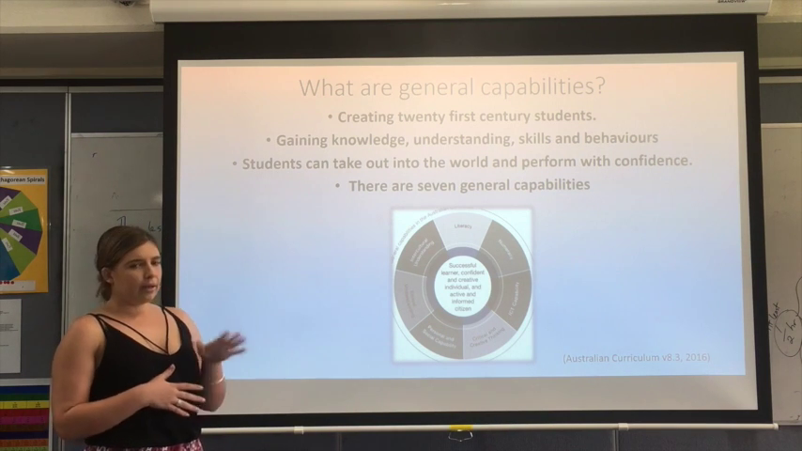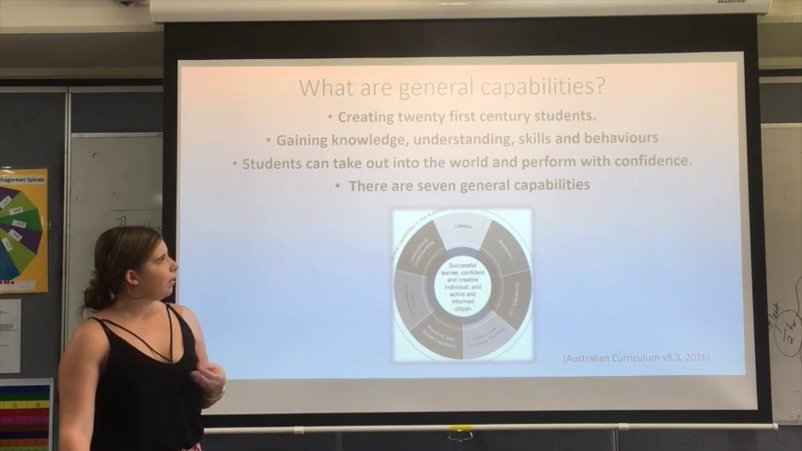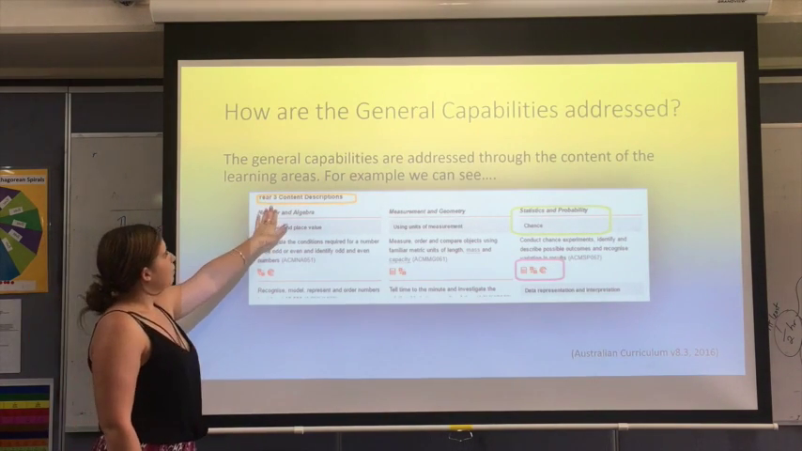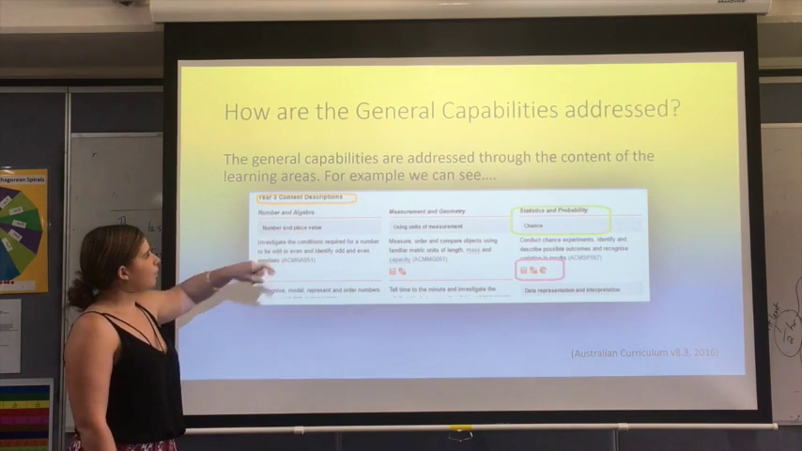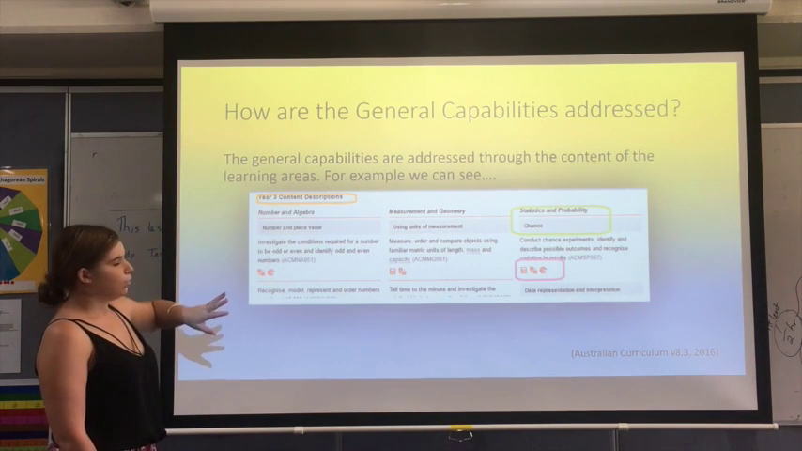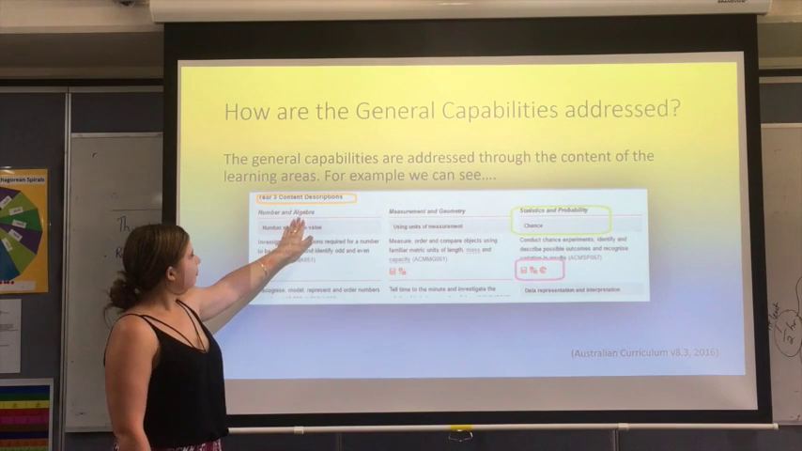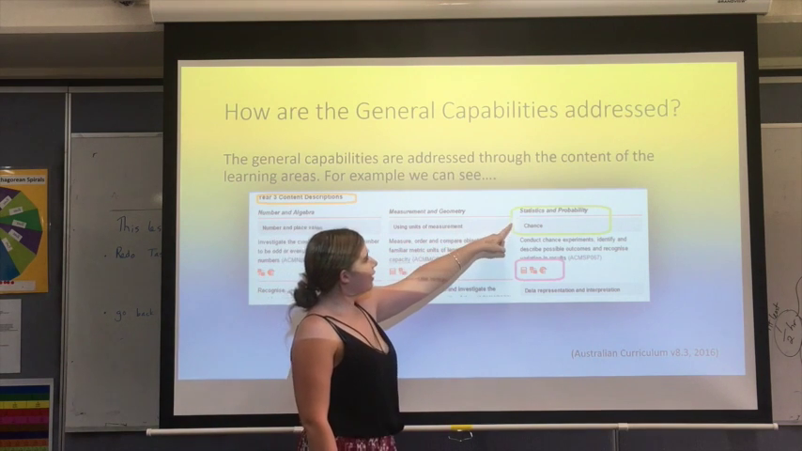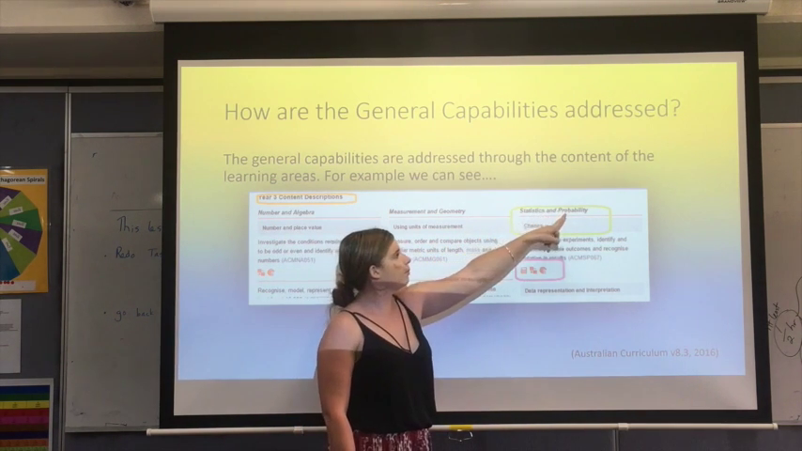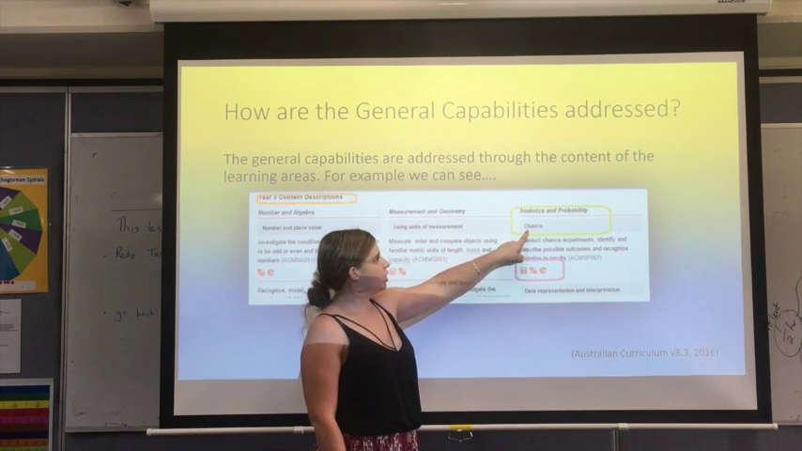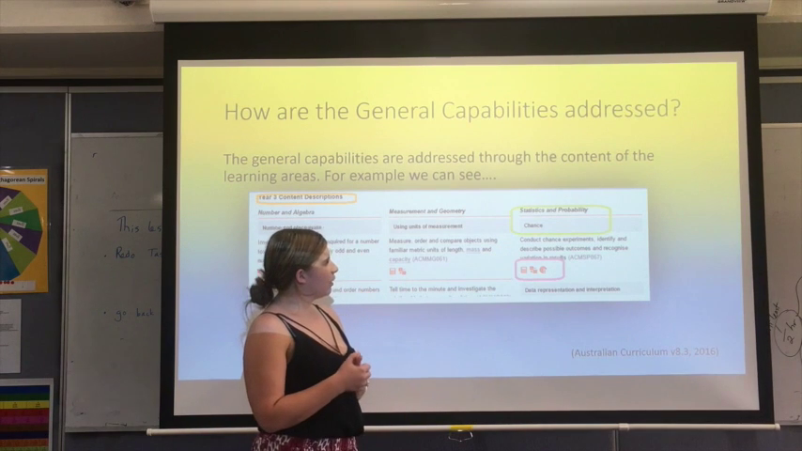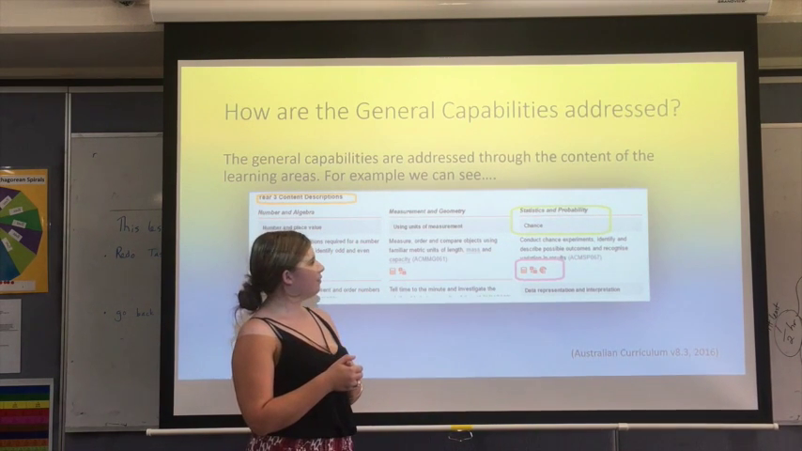So we'll now be looking at an example of how we can find the general capabilities. As you can see, as an example, I have chosen a Year 3 content descriptor within the mathematical learning area. The yellow box shows which area of maths we're looking at. Today we are looking at statistics and probability, and more specifically chance. This is our learning area. Conduct chance experiments, identify and describe possible outcomes and recognise.